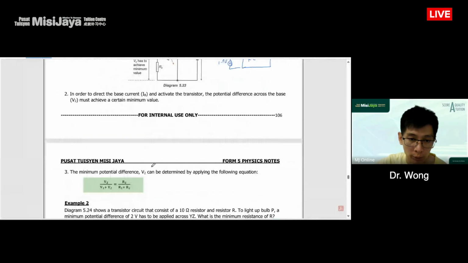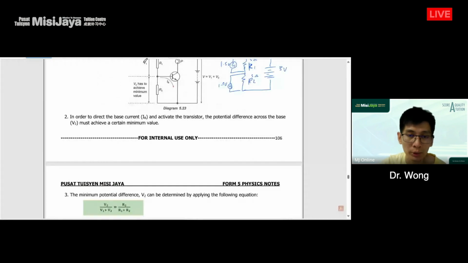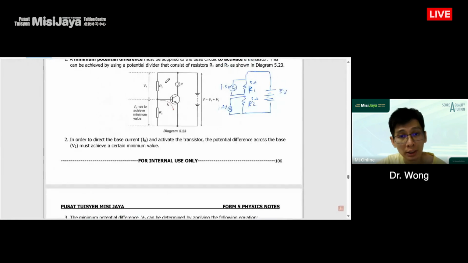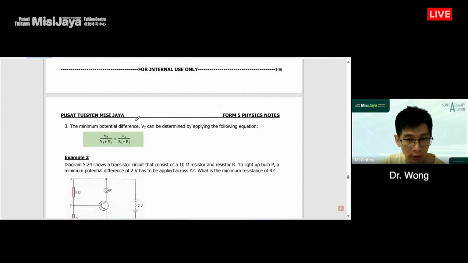This formula: V2 equals R2 divided by R1 plus R2, multiplied by V total. If we look at the circuit at the top, what is the total resistance? In a series circuit, we just add these two together. If you want to know the voltage V1, we use R1 divided by the total resistance, times the total voltage. In the same way, if you want to know V2, it is the total voltage times R2 divided by the total resistance. Total resistance equals R1 plus R2.